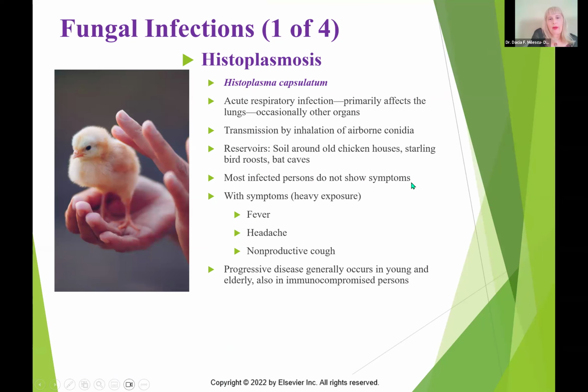All right, so I'm going to move away from that and on to histoplasmosis. Histoplasma capsulatum. This is causing acute respiratory infection, primarily affects the lungs. Transmission is again airborne conidia this time. So conidia, think of it like cones, okay? The reservoirs are in the soil of old chicken houses. That's why I have the cute little chicken there in your palm. Cute but deadly. Starling, bird roosts, bat caves.